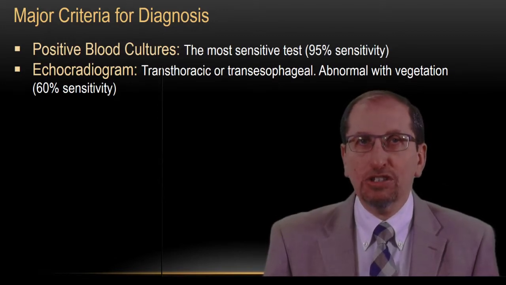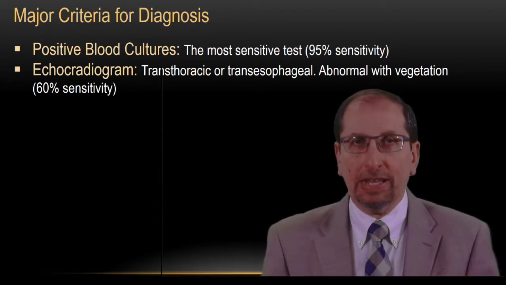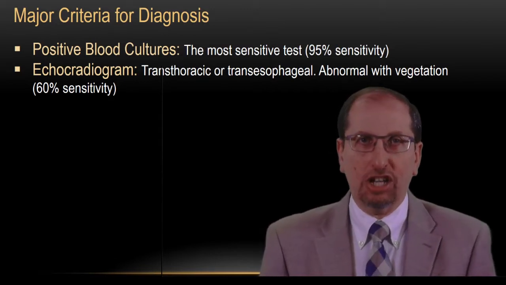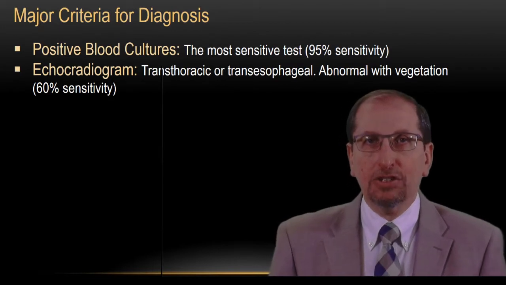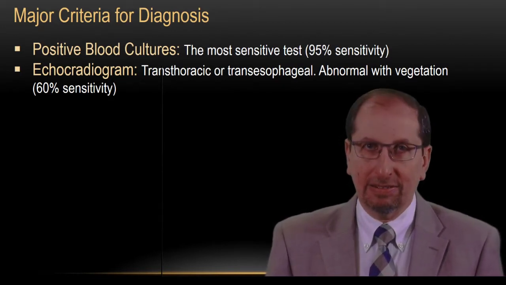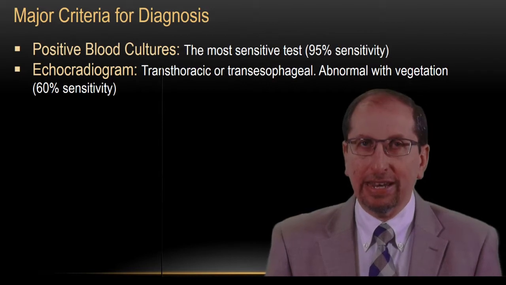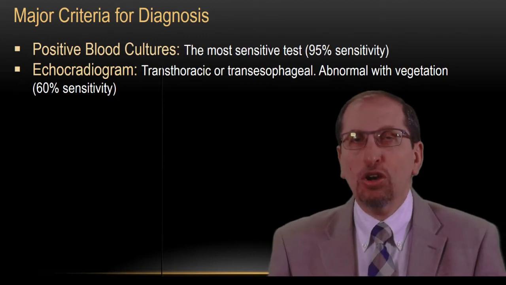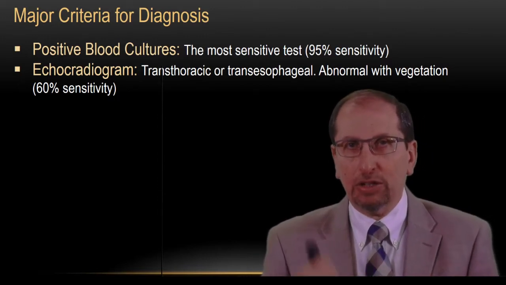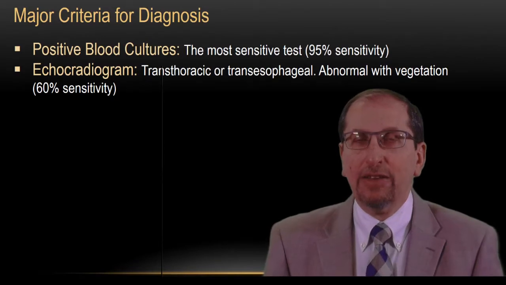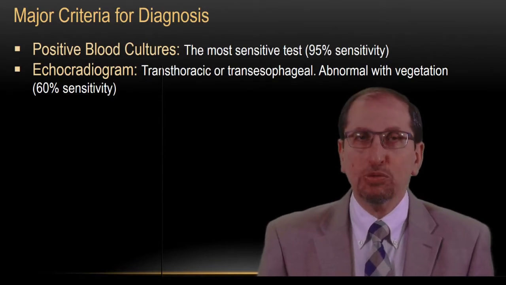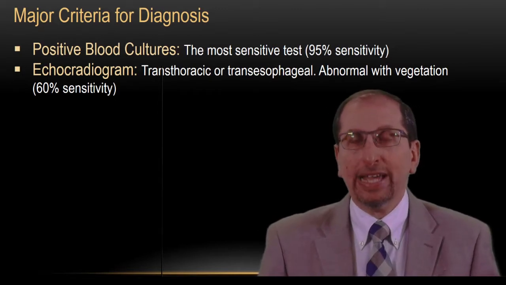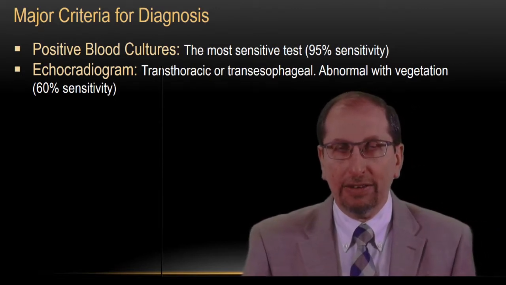Which one to be done first? Blood culture. Why? Because if the blood culture was negative, most probably it is not infective endocarditis. Blood culture is the most sensitive test. When I say sensitive test, what does it mean? It's good when it is negative. It's a good negative test. It excludes infective endocarditis when it is negative. It has 95% sensitivity. That's why we start first by a blood culture. If the blood culture was negative, we can exclude infective endocarditis.